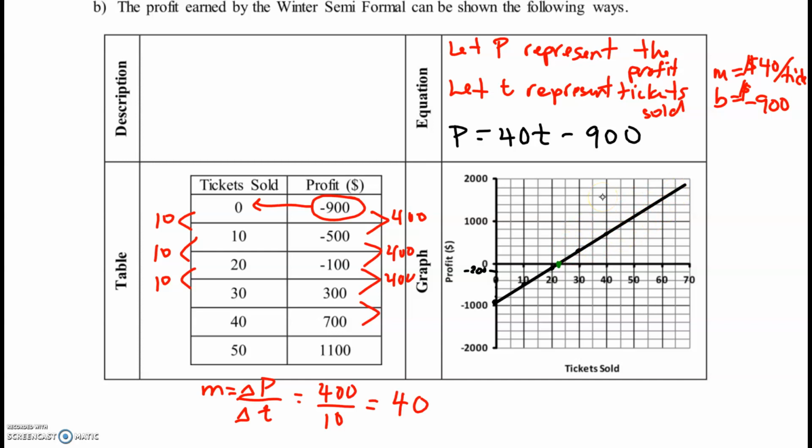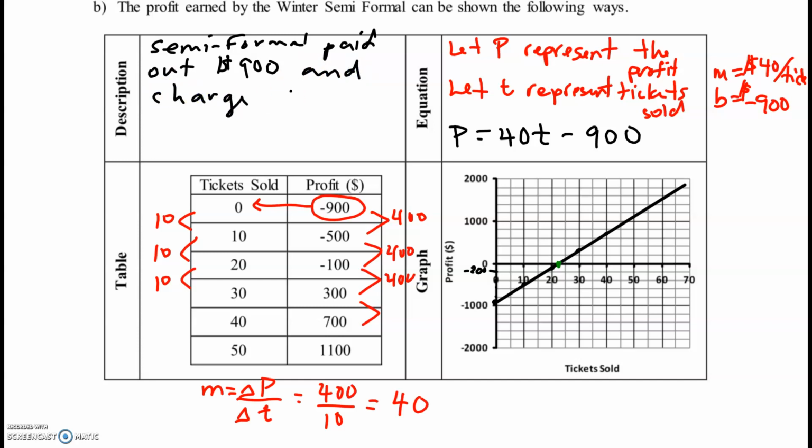All right, so let's write our description. So the semi-formal paid out $900 and charged $40 a ticket.